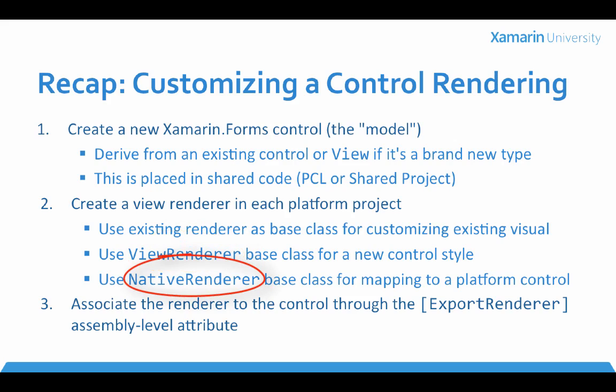It essentially allows you to create some native control and then assign it to a property of the native renderer, and then it will present that in place of any drawing that you might have done. Finally, we add the export renderer attribute at the assembly level to associate the control defined in our shared code with the renderer on the platform. When Xamarin.Forms initializes, it scans all the loaded assemblies and finds all the export attributes and creates an internal mapping of Xamarin.Forms controls to the native renderings.